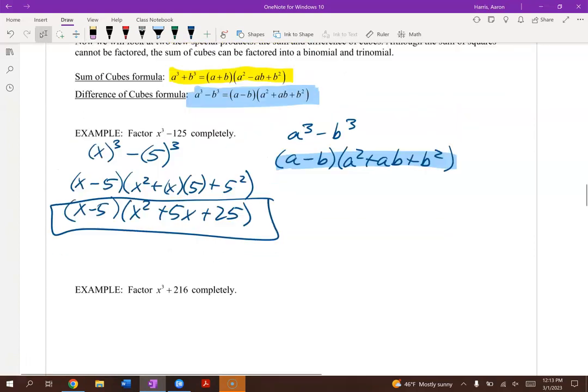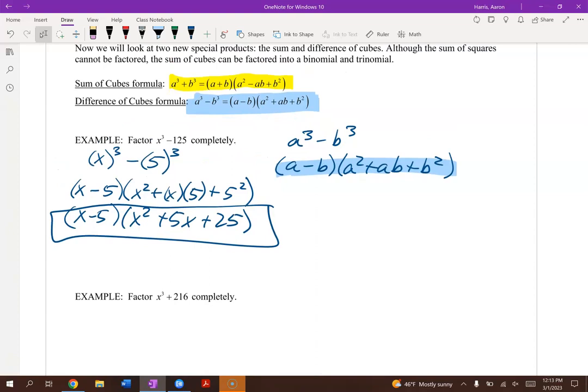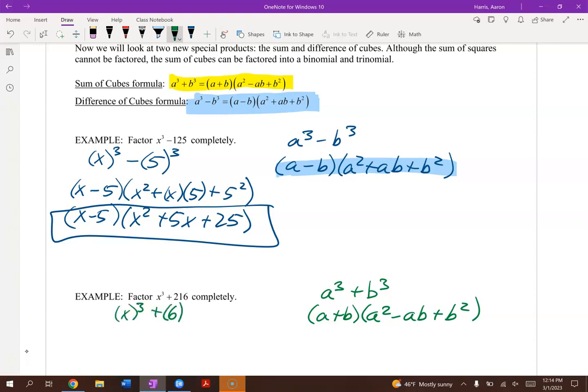Let's do another one. Is this difference of cubes or sum of cubes? Sum, yeah, we got a plus between them, right? So I'm looking at that yellow one, and I'm thinking, okay, I'm doing the yellow one. So a cubed plus b cubed factors into a plus b, a squared minus ab plus b squared. So this is x being cubed, and then 6 cubed, by the way, is 216. So my a is x, my b is 6.